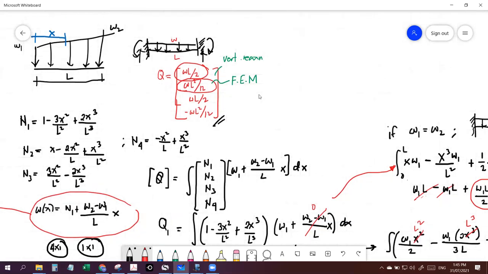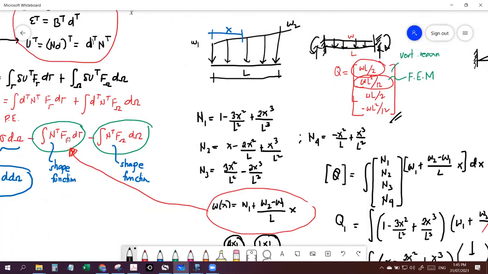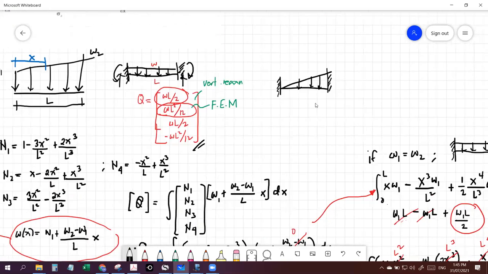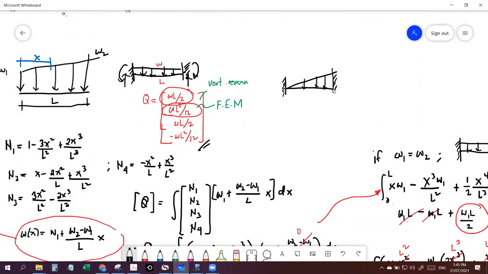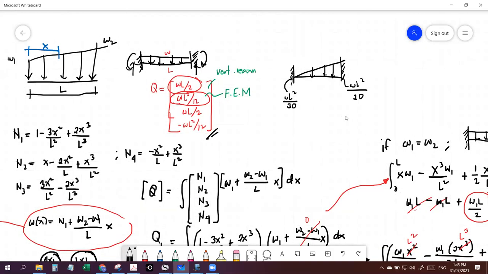So therefore, even the yung gantong loading, you can derive that, no? Using this general formula. So remember, this should be WL squared over the fixed end moment here. WL squared over 20. Dito, WL squared over 30. Okay, so that will be an assignment.